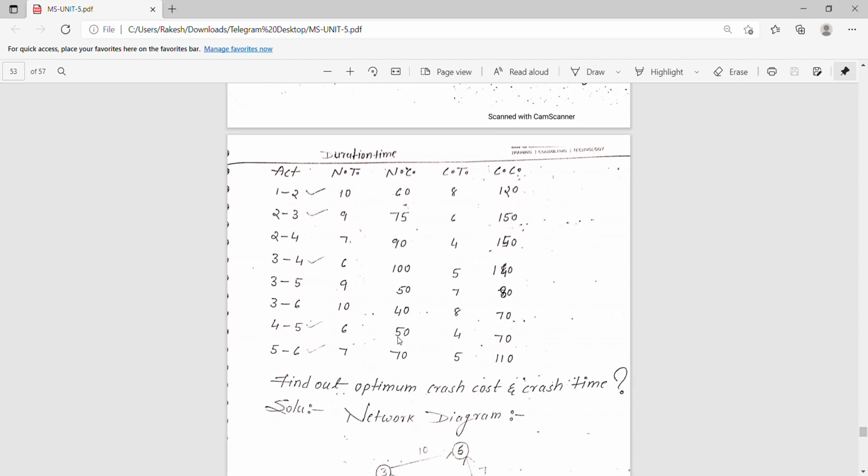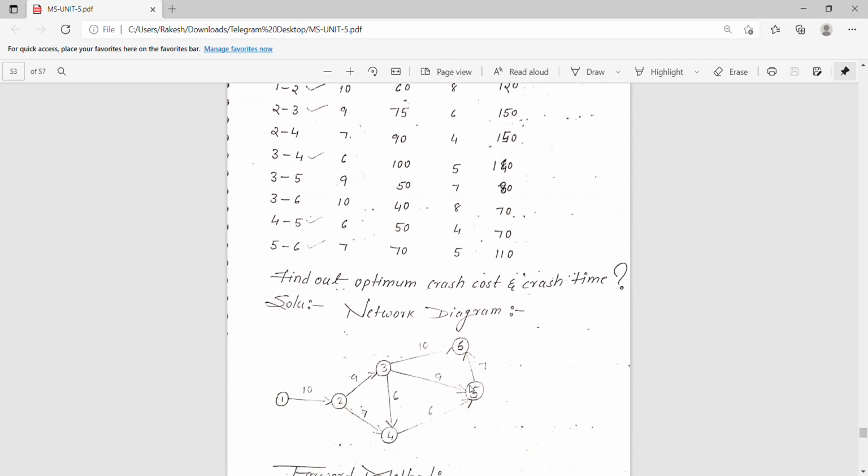Next, this is the problem you can see, and this is the question. These are the nodes: 1 to 2, 2 to 3, 3 to 4, 4 to 5, 3 to 5, 3 to 6, 4 to 5, 5 to 6. And the normal time, normal cost, critical time, critical cost are given for these activities. Here they ask us to find the optimal crash cost and crash time.